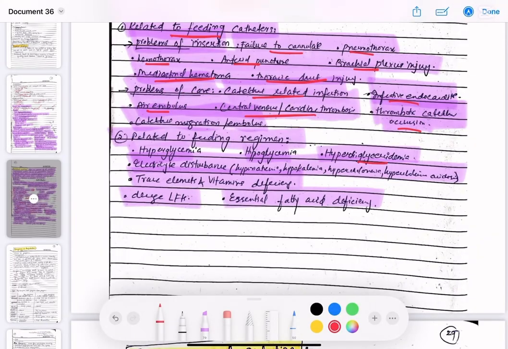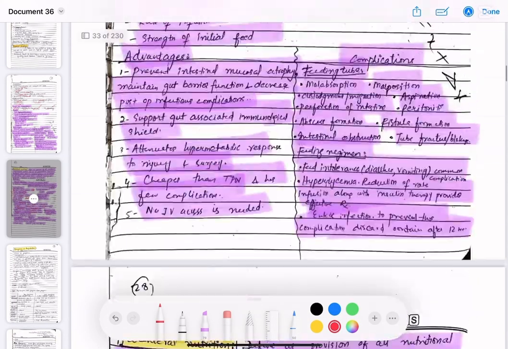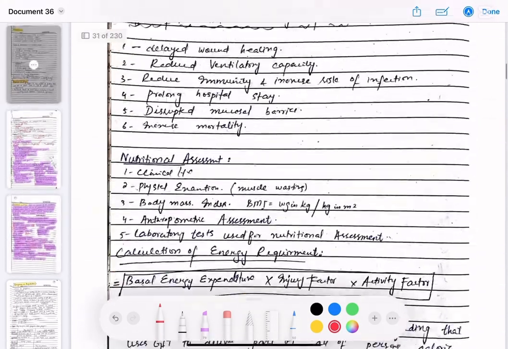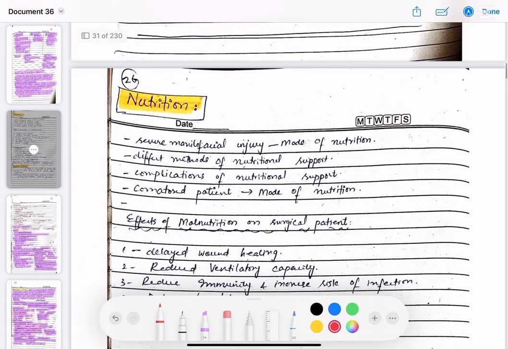Okay, in the start of the unit, we studied the questions: what is a severe maxillofacial injury and what will be the mode of nutrition? Then the different methods of nutritional support, so it was enteral and parenteral. Then the complications of nutrition support.